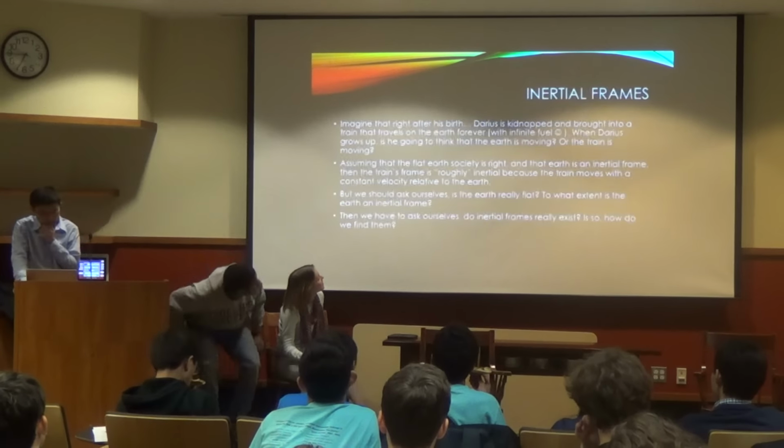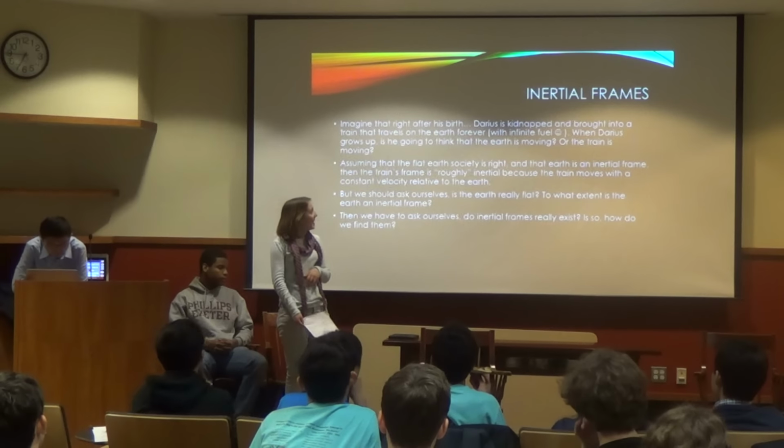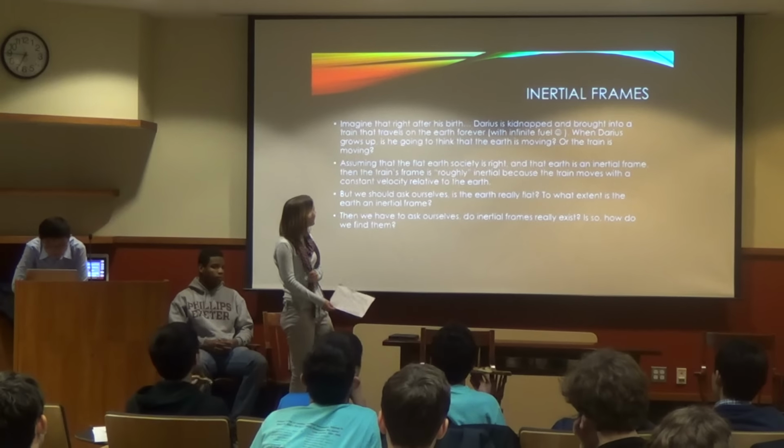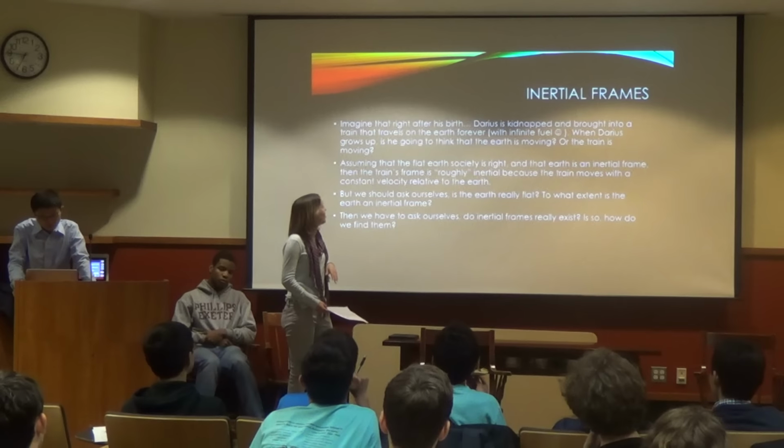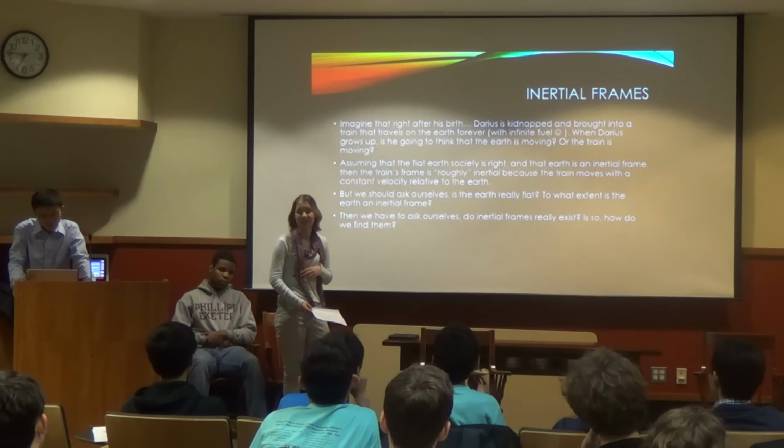We have a theoretical scenario here. Imagine that after his birth, he's kidnapped and drawn to the train and traveled over the Earth forever. And the key point here is that this is not the normal Earth. This is a flat Earth where there's no curvature here. When Darius is growing up, does he think that the Earth is moving or the train that he's living on is moving?